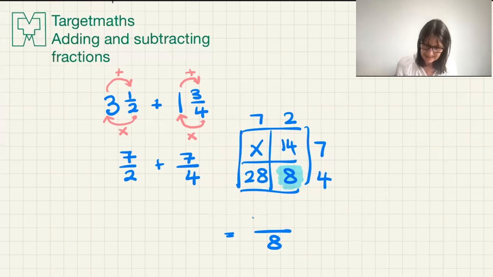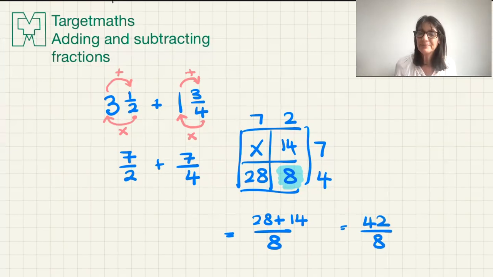So 28, add question, 14 is what I'm doing on the top. That is going to give me 42 over 8. And that's my answer. If it tells me that I have to put it in a mixed number, then I'm going to put it into a mixed number. If it doesn't say anything about how it wants the answer, I can stop. That is the answer. It doesn't matter that it's top heavy or improper. It can stay like that and I will get full marks.